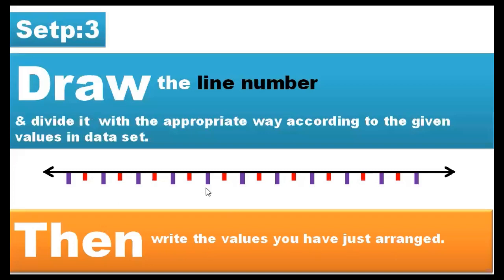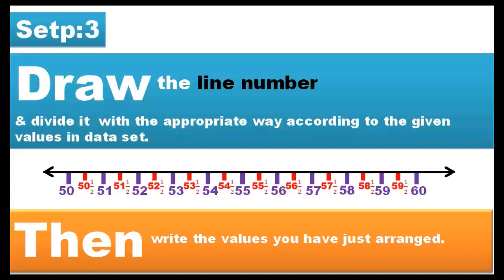For example here, 50, here is 50 and a half. 51, 51 and a half. 52, 52 and a half. 53, 53 and a half. 54, 54 and a half. 55, 55 and a half, and so on until you reach 60. So I draw, divide, and write the value of each part. Okay? This is the appropriate way in this example. Then, step number 4. Let's see.